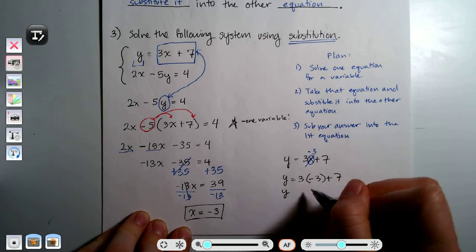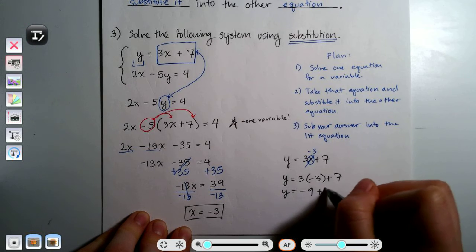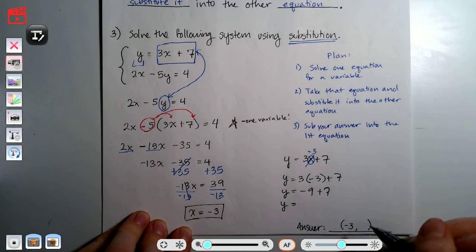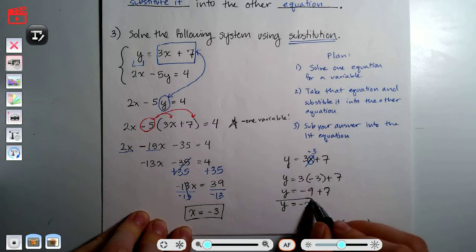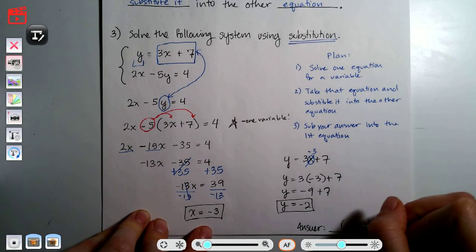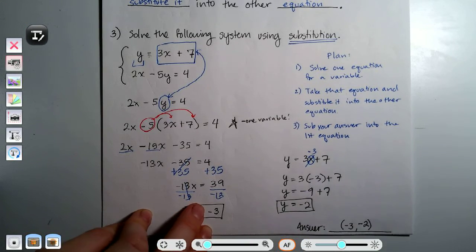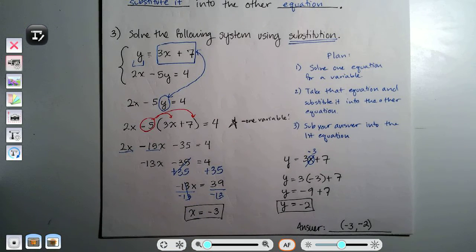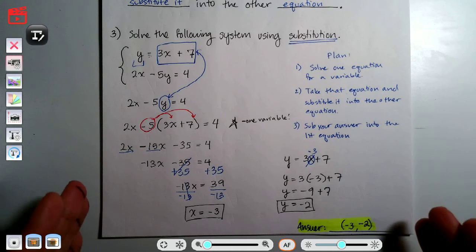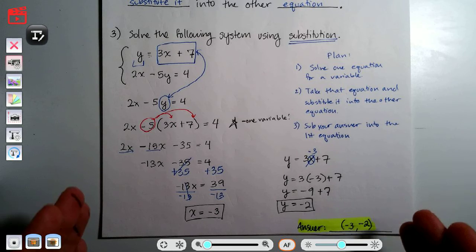So y equals 3 times -3 is -9 plus 7, which means y equals -2. And remember our final answer, we want a coordinate point. So there we go. That is our answer. So these two lines intersect at the point -3, -2. Now I don't know about you guys, but I preferred this method over trying to graph two lines. Graphing two lines, that was a lot of work. But for substitution, it's actually kind of nice. It didn't quite require as much work as graphing two lines.